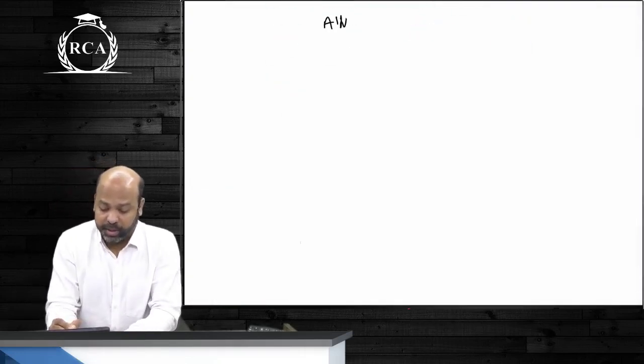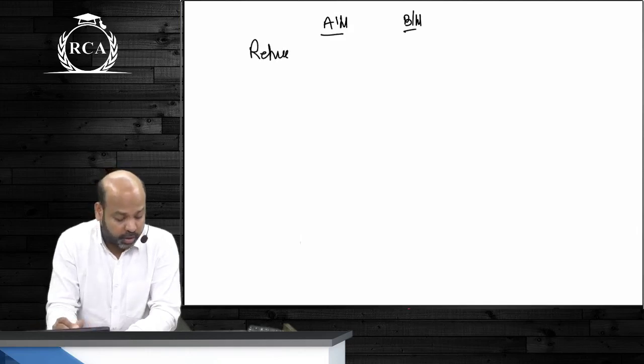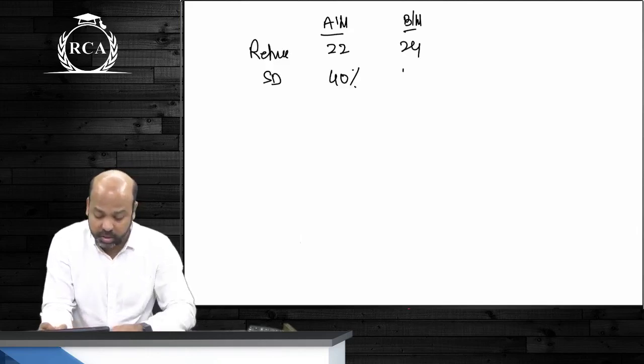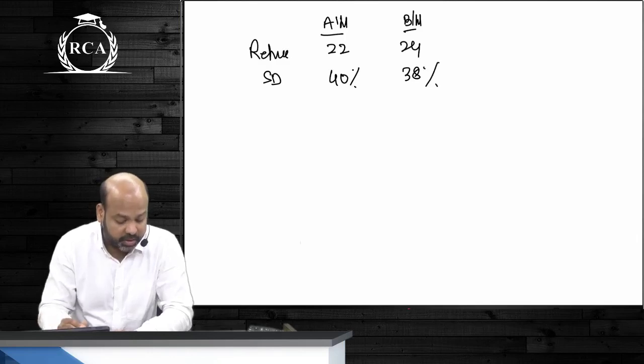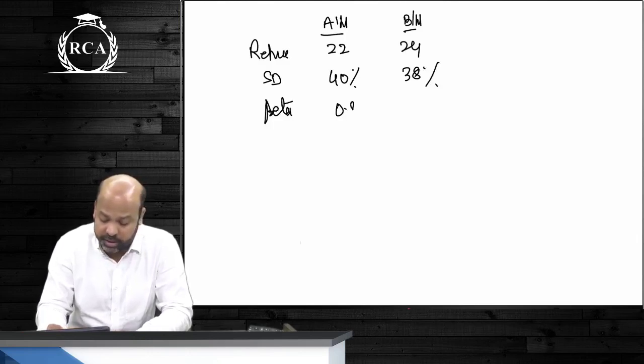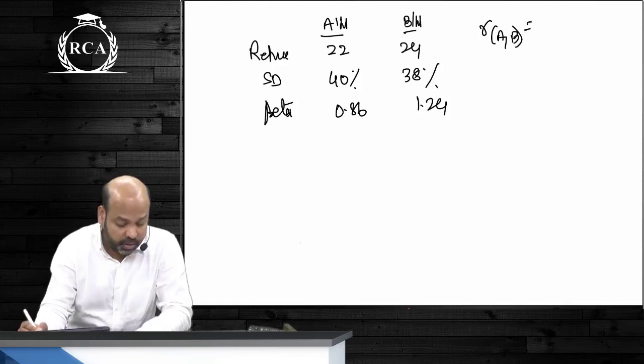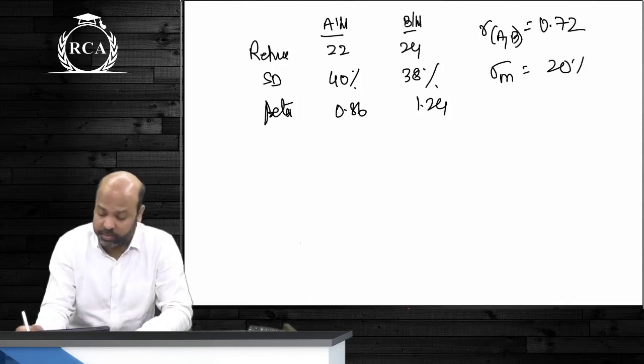A Limited, B Limited. Return कितना है, beta, A Limited का? 22%. This is 24%. Standard deviation 40% and 38%. Next, beta. Beta of stock A, beta, is 0.86, this is 1.24. Correlation between A and B is 0.72. Market standard deviation is 20%.